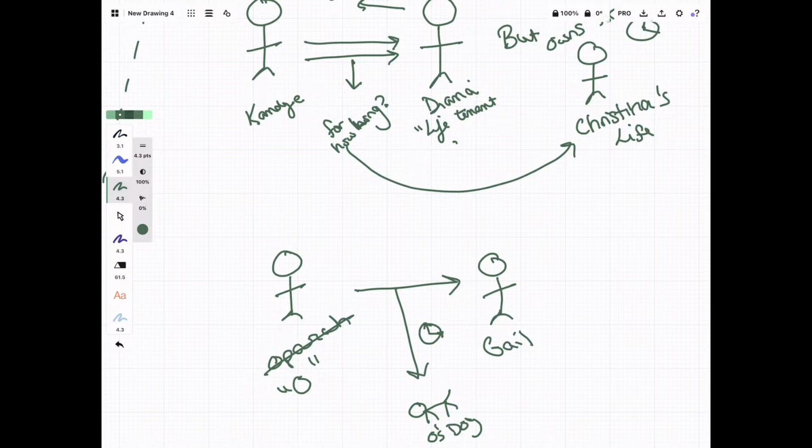But what happens when Oprah's dogs die? Well, when Oprah's dogs die, ownership goes back to Oprah. That's terrible. I don't even know what that is, y'all. That was going to be an arrow, but that was awful.